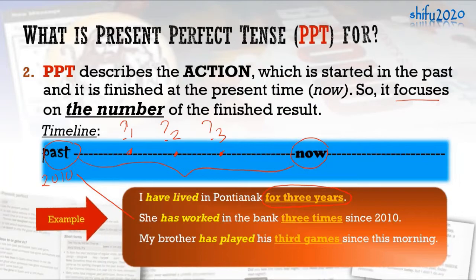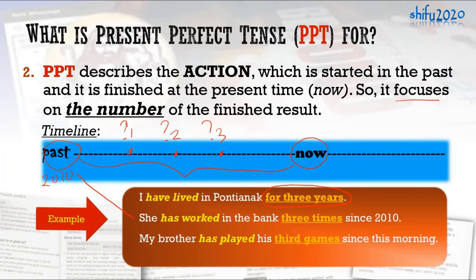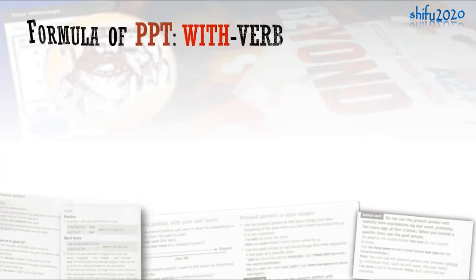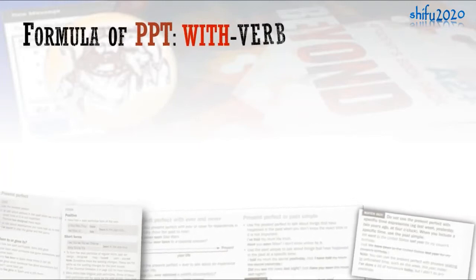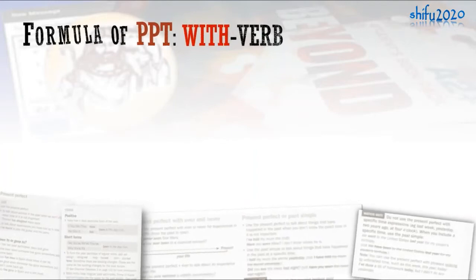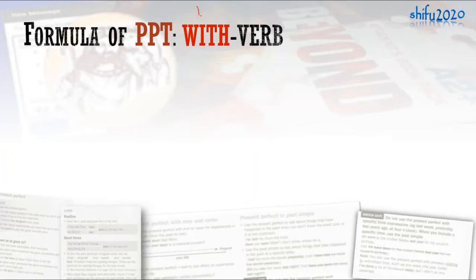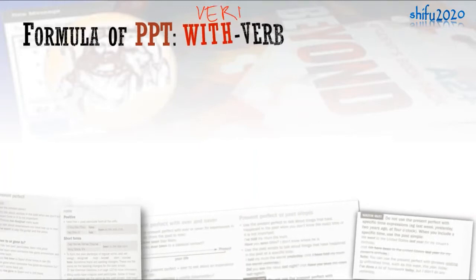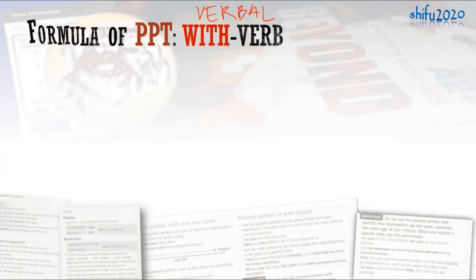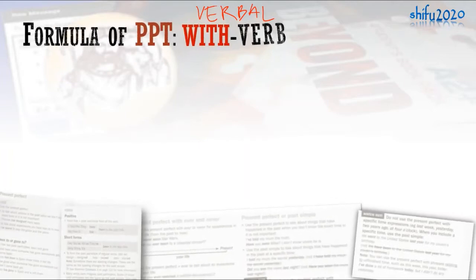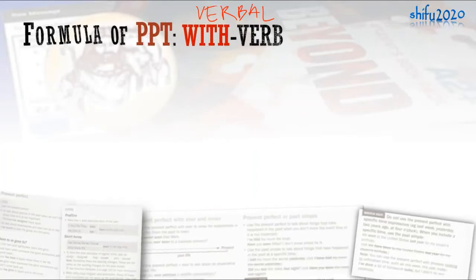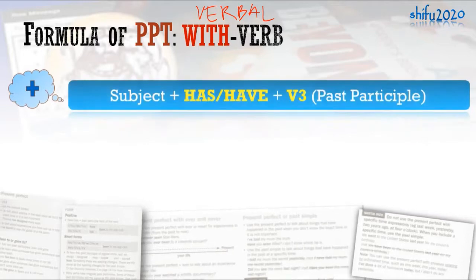Now we are going to discuss the formula of the present perfect tense. The first formula deals with the one with verb, or people say it as verbal sentences. Okay, as you know, in English there are 3 types of sentences: positive, negative, and interrogative. Now we will start with the positive sentence first.